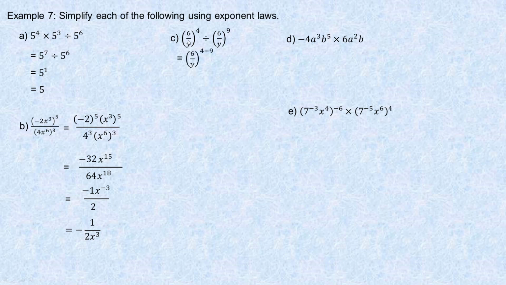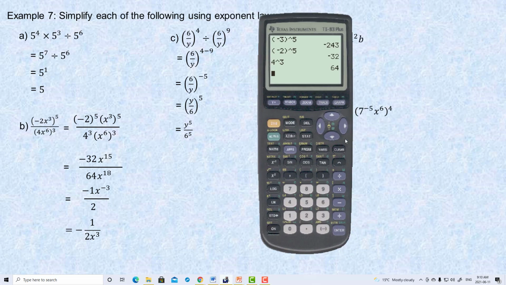C here, we have these two powers of the same base. We're dividing, so we subtract the exponents. So 4 minus 9 is negative 5. And remember, the negative exponent means the reciprocal. So instead of 6 over y, it's y over 6 raised to the positive exponent 5 now. And of course, that would be y to the 5th over 6 to the 5th. And again, if you want to evaluate the denominator, that would be 7,776 underneath the y to the 5th.